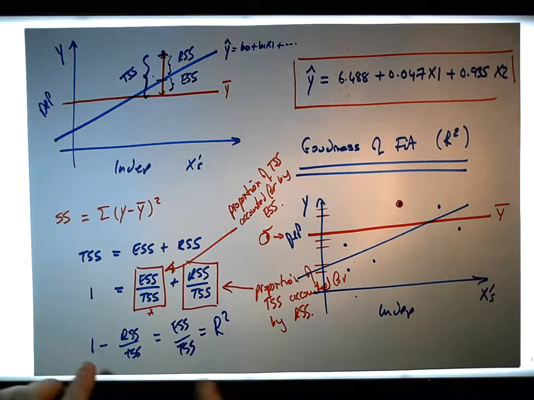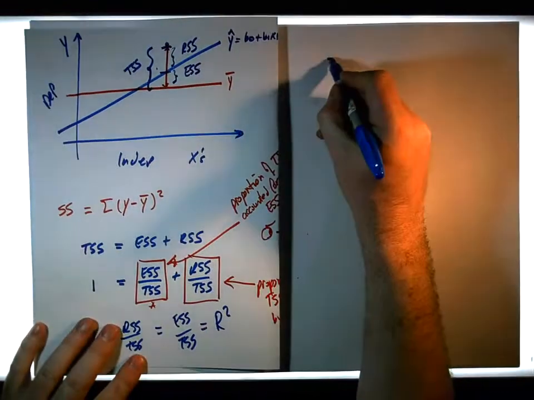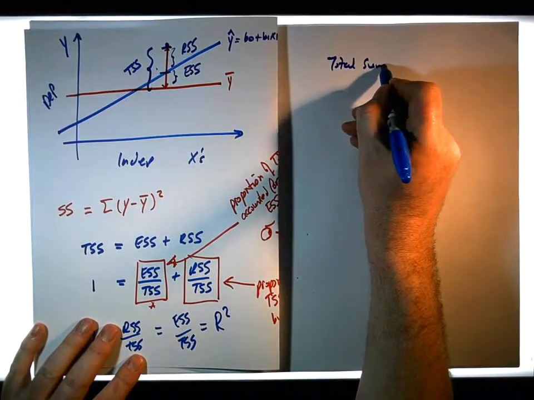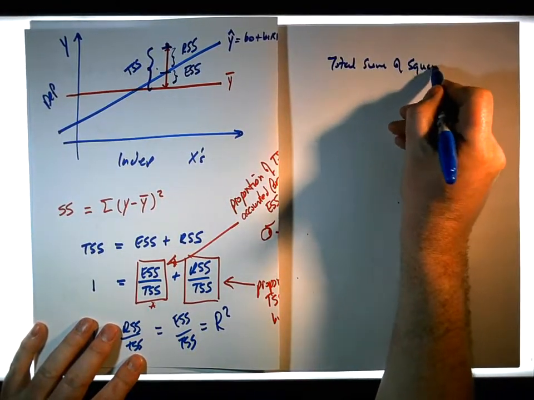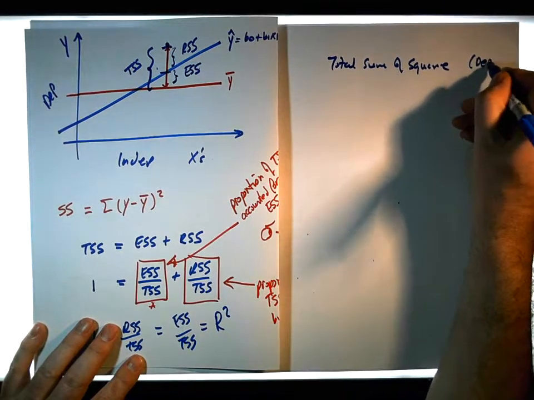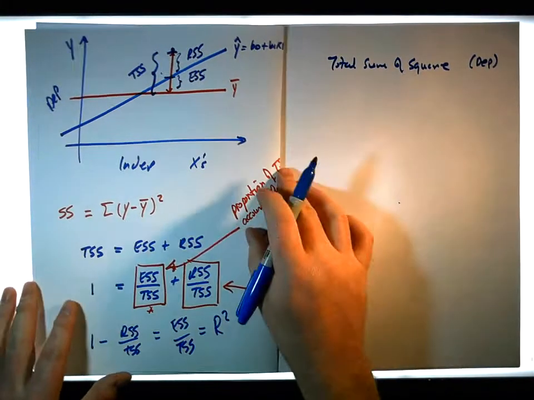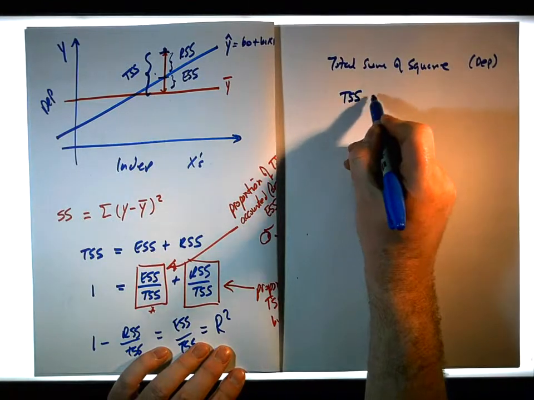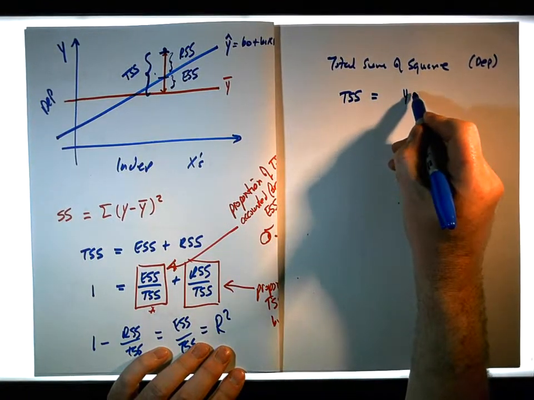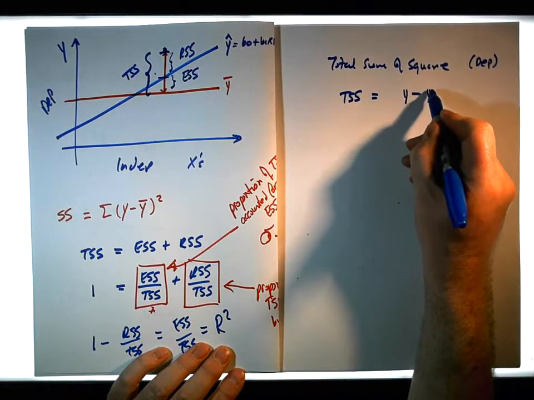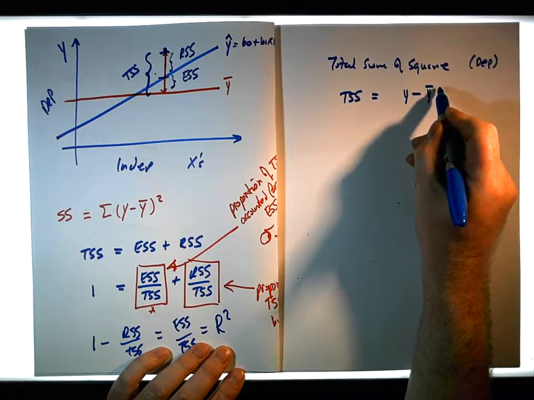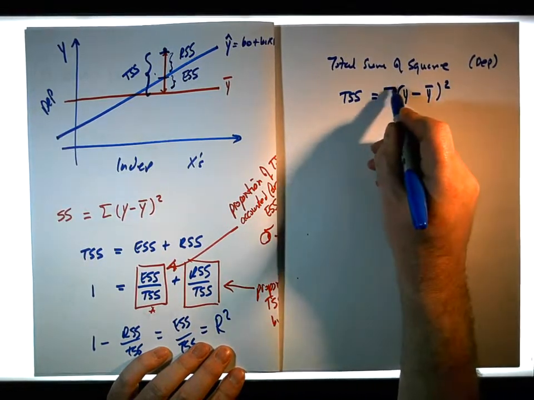So what are these? Well, let's look at them mathematically. The total sum of squares is pretty straightforward. Don't forget it's in the dependent variable that we're talking about. The total sum of squares is equal to the distance that each y observation is away from the average of the y's, squared, and it's the sum of them.